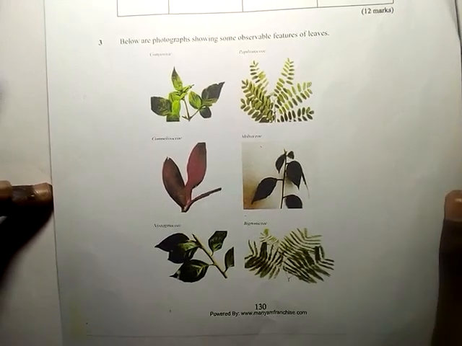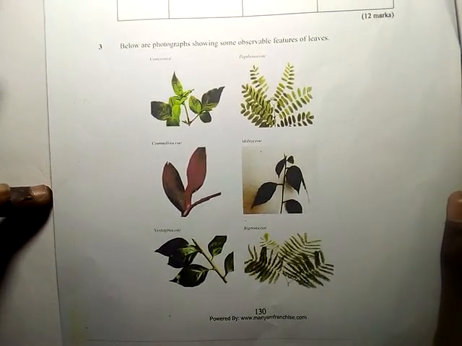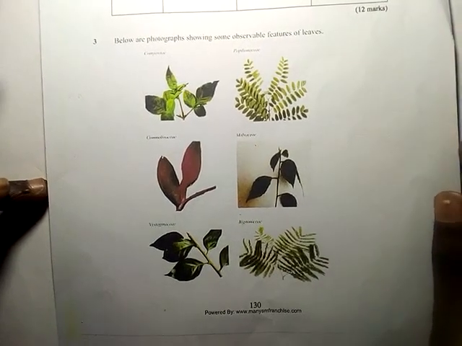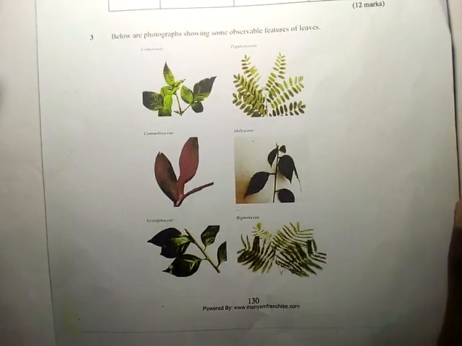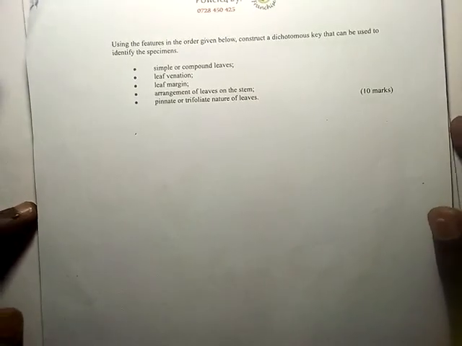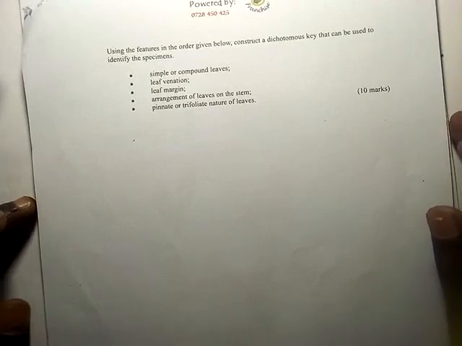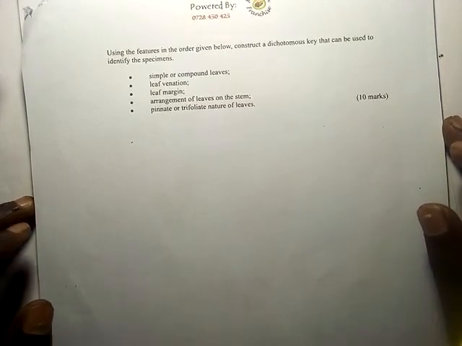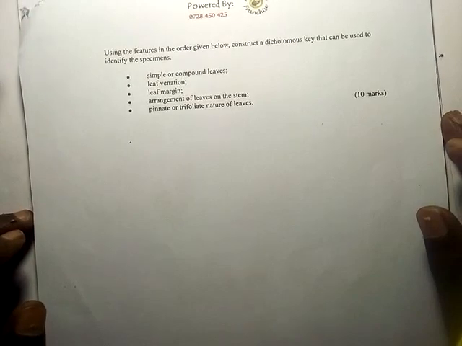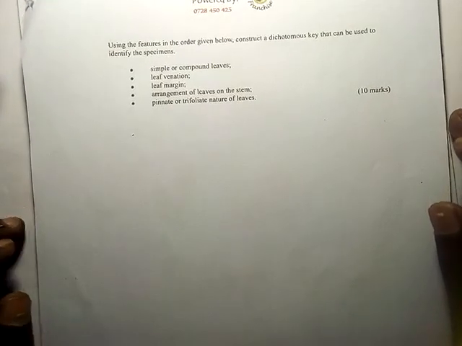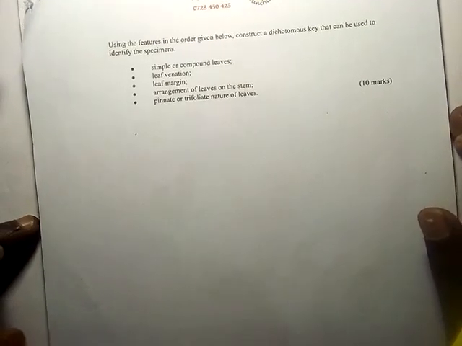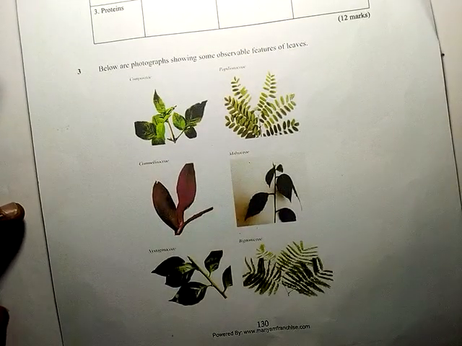Question 3. Below are some photographs showing some observable features of leaves. Then you are instructed, using the features in the order given below, construct a dichotomous key that can be used to identify the specimens. Now the first one, you should start with leaf simple or leaf compound, then leaf venation, margin, arrangement of leaves, pinnate or trifoliate.